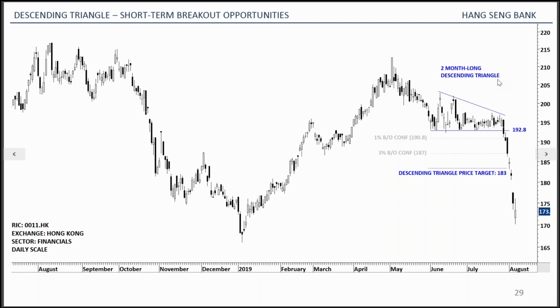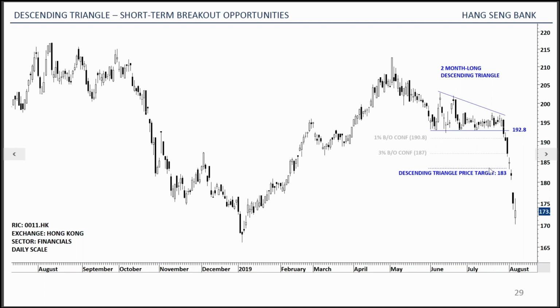Now the next chart is the Hang Seng Bank. You can see that 1% breakout confirmation is here at 190.8. 3% breakout confirmation is almost halfway the price target. So if you're taking 3% breakout confirmation here, it will be too late of a signal. Can you take 0.5%? It will depend on how you want to position yourself. If you're an aggressive trader, you can take that 0.5%.